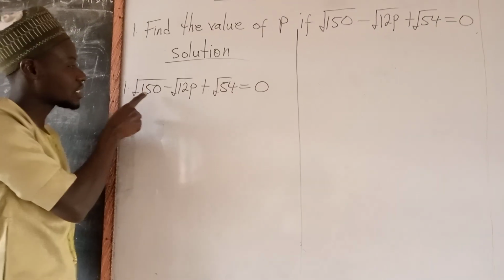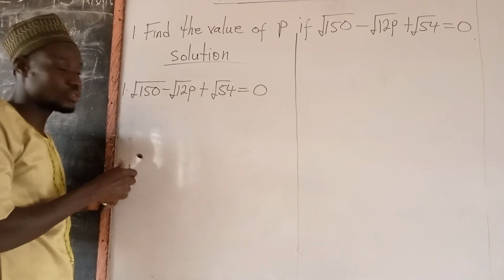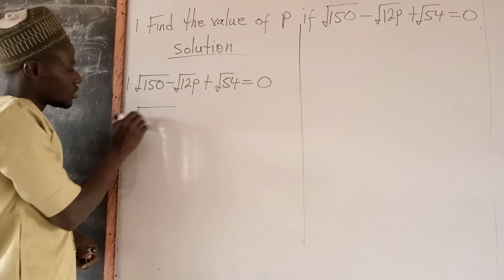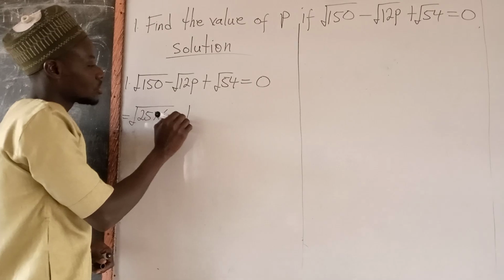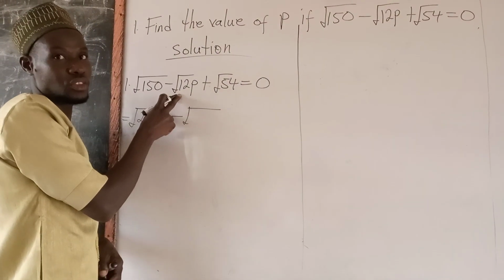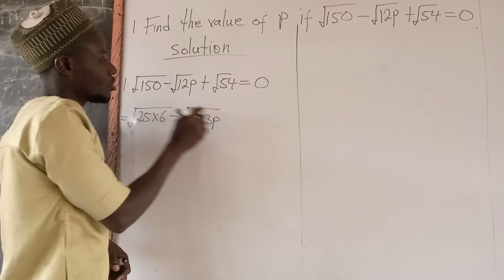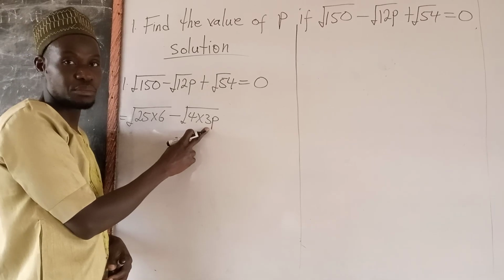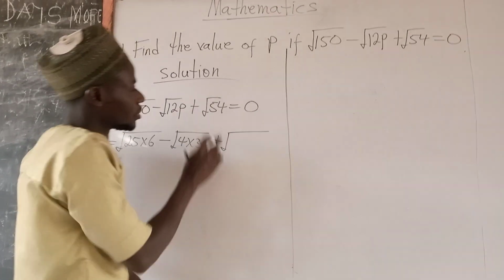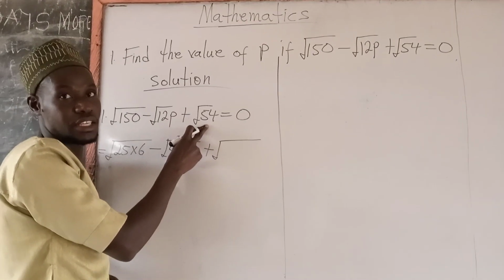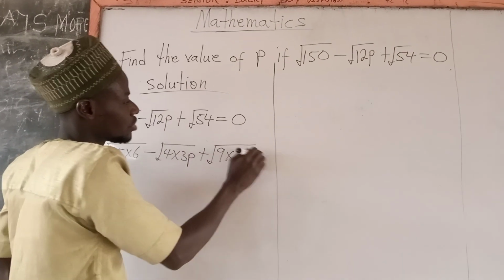In other words, 6 times a particular perfect square, which is 25, will give us 150. So we rewrite this to root 25 times 6 minus root 12. 12 is a product of a perfect square, which is 4 times 3. So root 4 times 3p, because here p is involved, so you can attach the p to the 3. So plus root 54, the perfect square is 9 times 6. So we write this as root 9 times 6, is equal to 0.